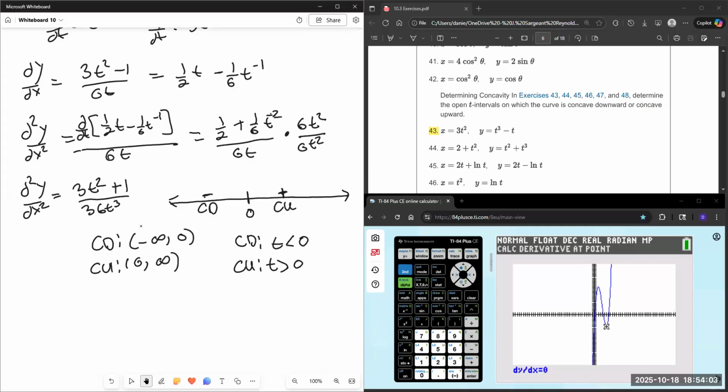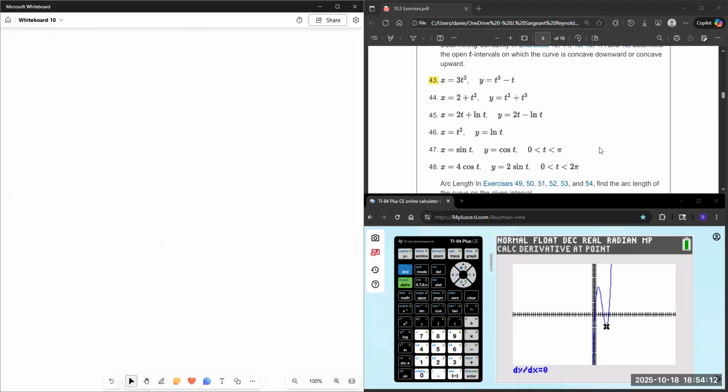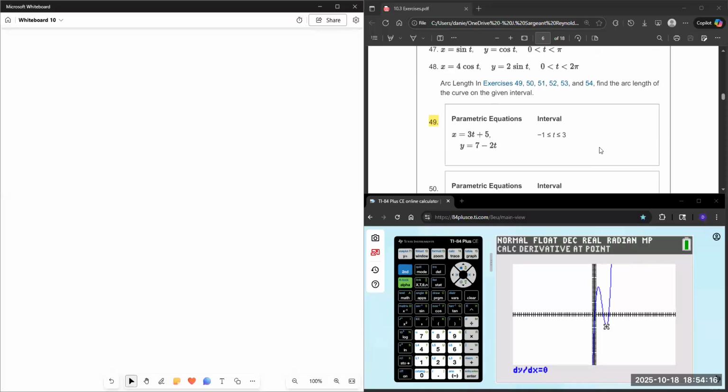Let's go ahead now and look at number 49. One of the times that we're going to really like to parameterize things is when it comes to arc length. So we have a nice formula that says that our arc length now is from t1 to t2 square root of dx dt squared plus dy dt squared dt.